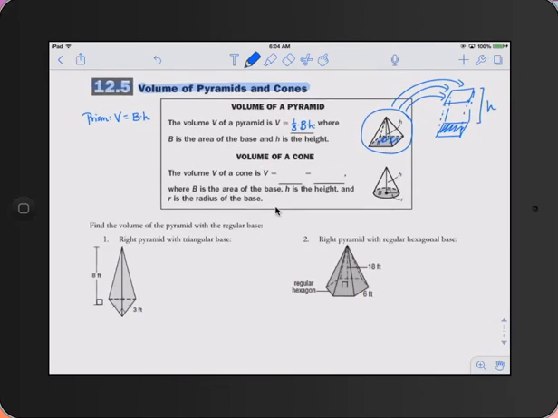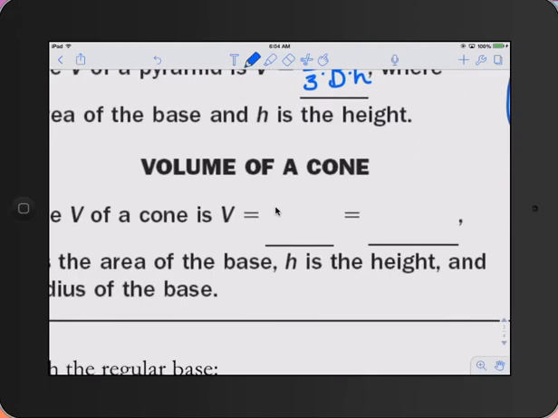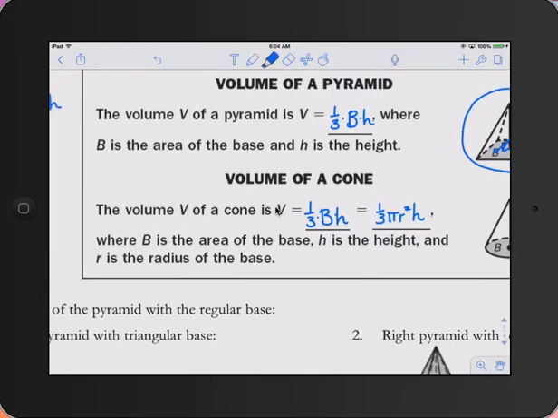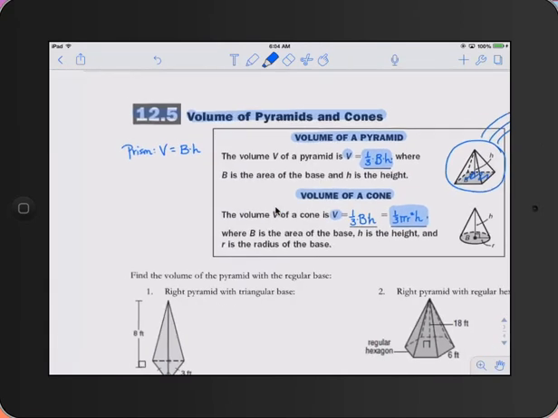Okay, and then for a cone, the volume of a cone is 1/3 base times height also. And since the base area is pi r squared because it's a circle, the formula for a cone is 1/3 pi r squared times the height. So for a cone, volume is 1/3 pi r squared h. For a pyramid, volume is 1/3 base times height.